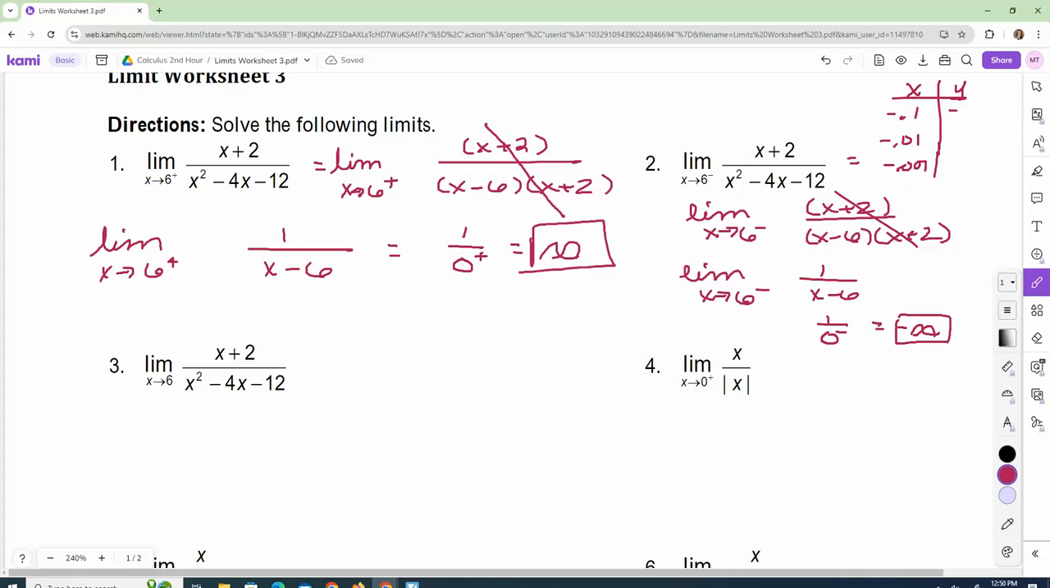Negative 10. 1 divided by negative 0.01 is negative 100. 1 divided by negative 0.001 is negative 1000. So that gives us another way of seeing this is going to negative infinity.